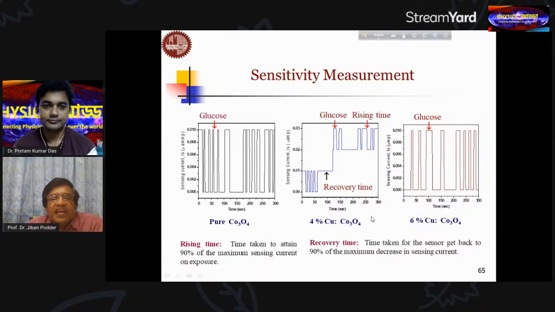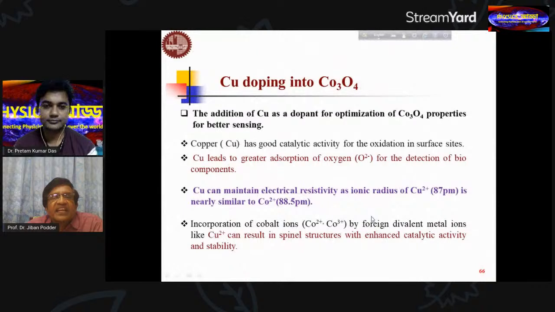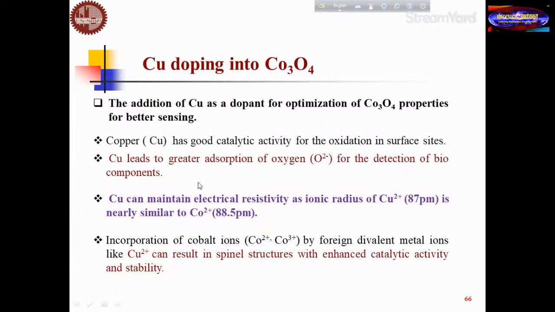Finally, what I will say is that we deposit these oxides, especially tungsten oxide, cobalt oxide, and tin oxide, with the addition of copper as a dopant to optimize the cobalt oxide particles for better sensing. Recently, tungsten oxide and cobalt oxide are used as biosensor materials. Copper has good catalytic activity, and it is a very cheap, low cost material. Copper leads to greater absorption of oxygen for the detection of biocomponents.